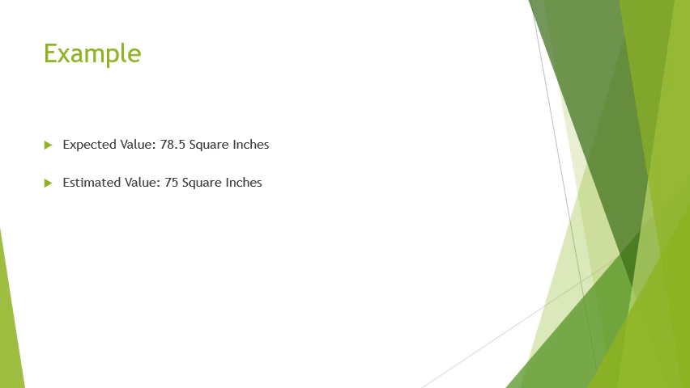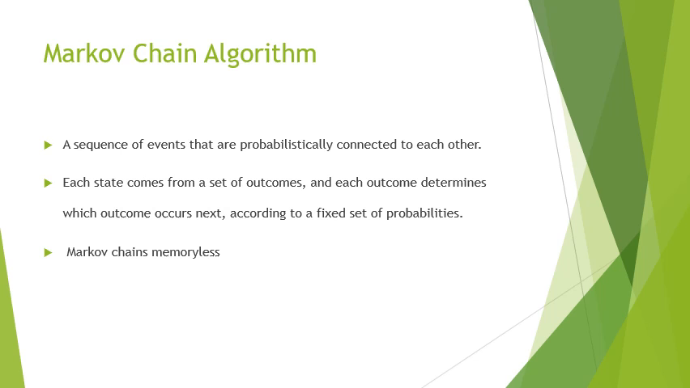What's really amazing about the Monte Carlo algorithm is that you're able to find out the expected value by generating random values. The next topic of this presentation goes into detail about the Markov chain algorithm. This algorithm goes through a sequence of events that are probabilistically connected to each other. So in a sense, what's going on in this algorithm is we're trying to find out, if you're in a certain chain, what's the probability of going to the next area? It's really just a chain of events.